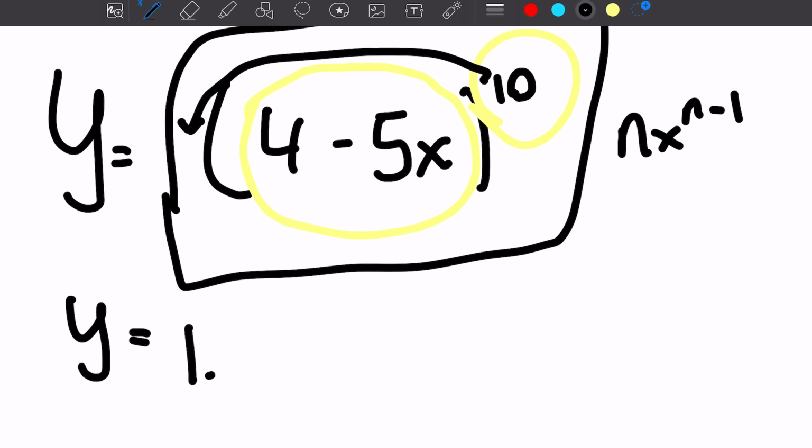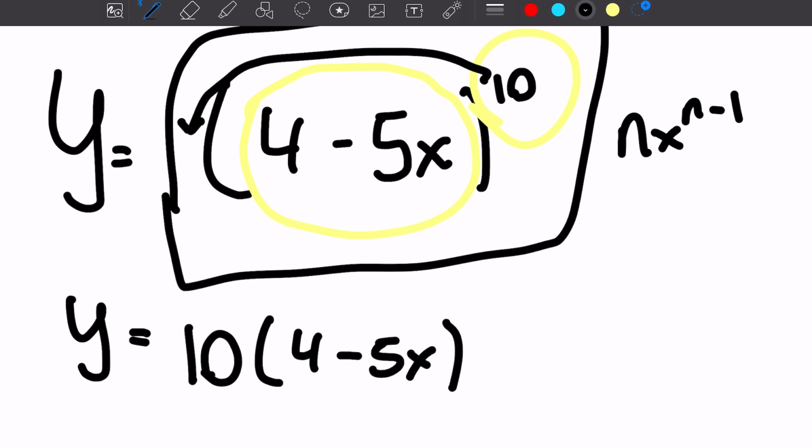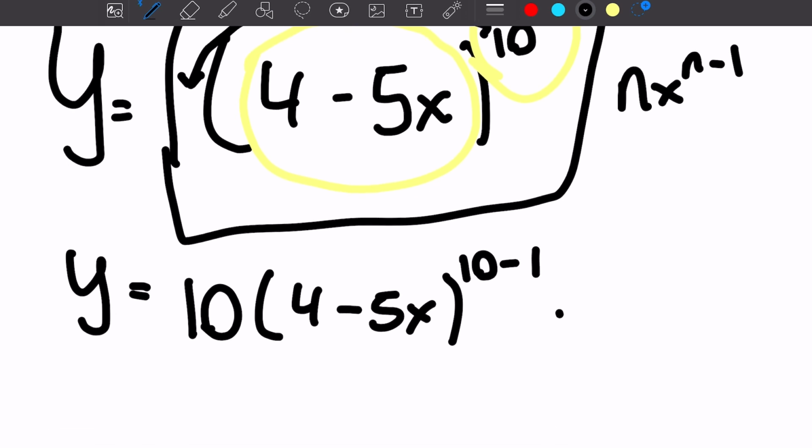So I opted to go for the outside first. So you bring the power down, which is 10, and then multiply it by what's inside the brackets, 4 minus 5x, and less than 1 from the power, which is 10 minus 1, which is 9. And then you multiply all of that by the derivative of the inside.